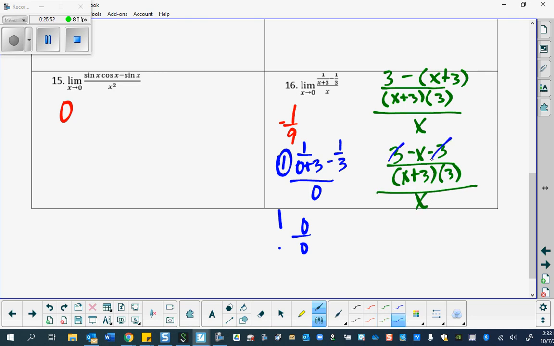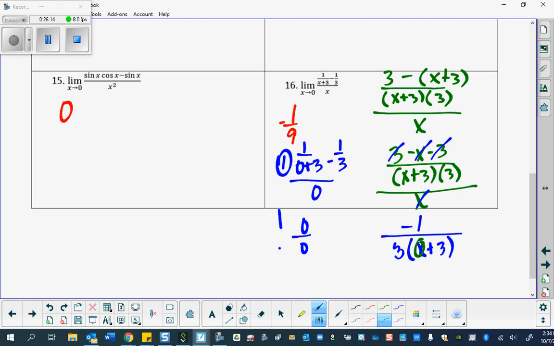So 3 minus 3. Now, do you want to see this division, or are you okay with this? See you later, x's. That's going to give me a negative 1 over 3 times x plus 3. When I plug in my 0, it now works out.